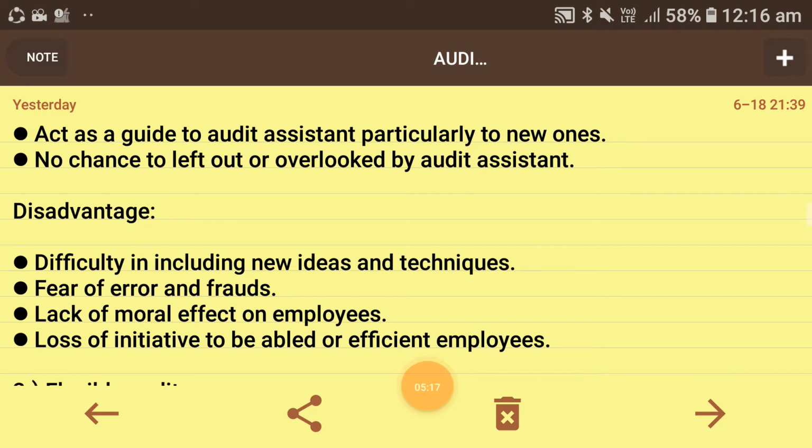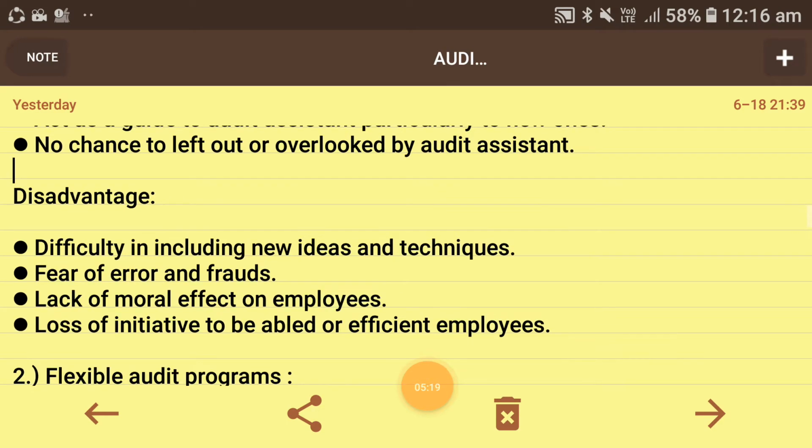First is difficulty in including new ideas and techniques, because it is predefined. What you have to do is predefined, so you cannot include new ideas and new techniques. Next is fear of errors and fraud. Yes, fear of error and fraud is everywhere, it is in the audit program also.